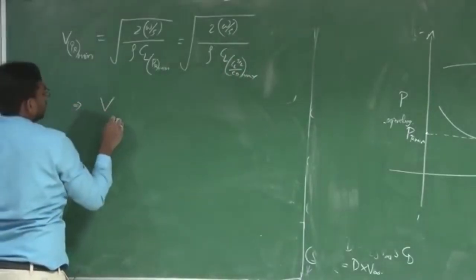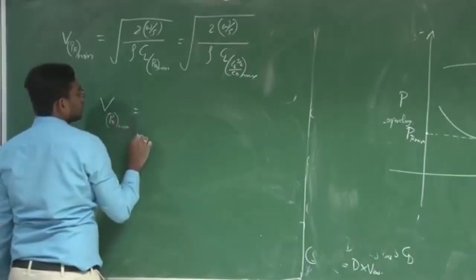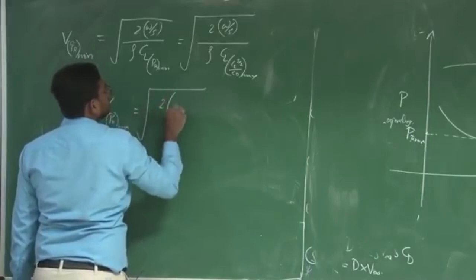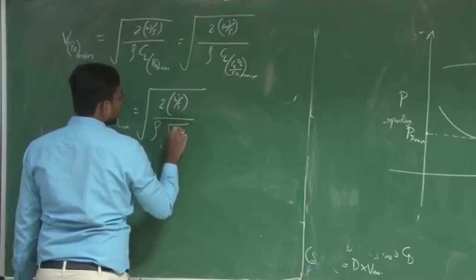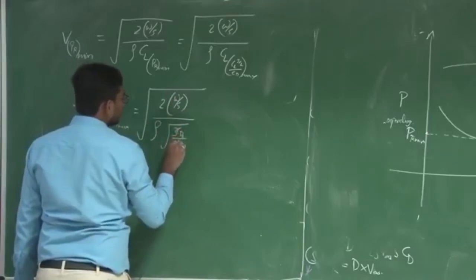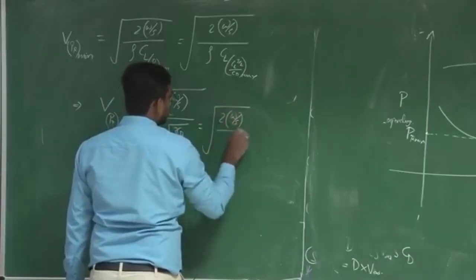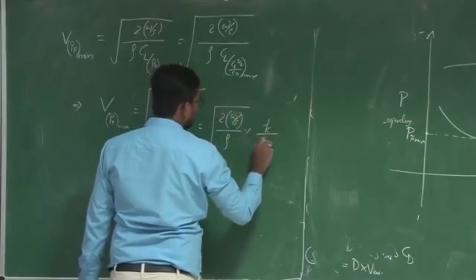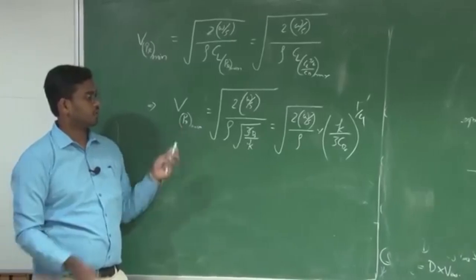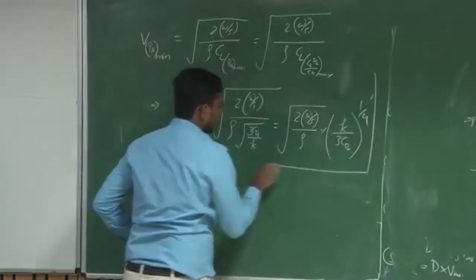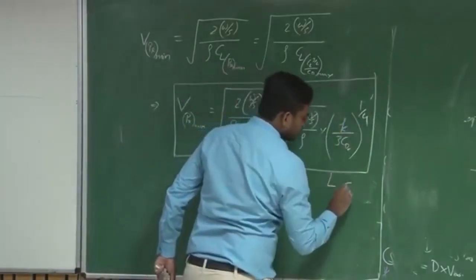That implies velocity for minimum power requirement of a propeller driven UAV is equal to square root over 2W by S by rho into root over 3 CD naught by K. This equals square root over 2W by S by rho into root over K by 3 CD naught. So this is the corresponding velocity for this level flight when you are using a propeller engine. So let this equation be C15.